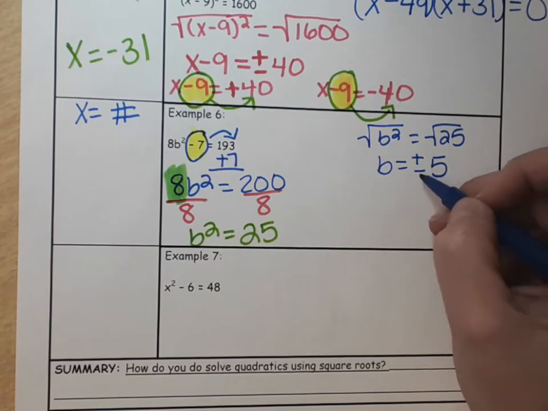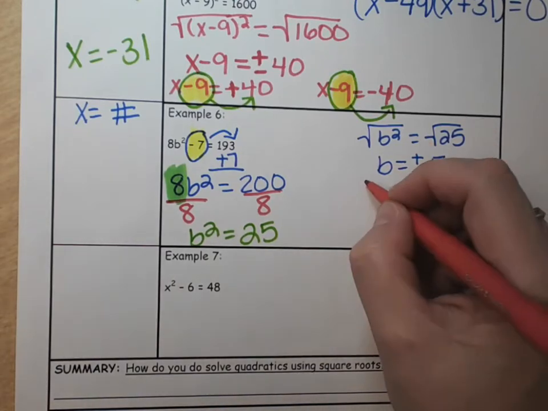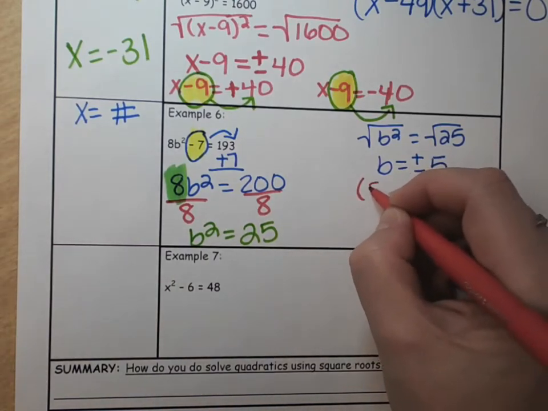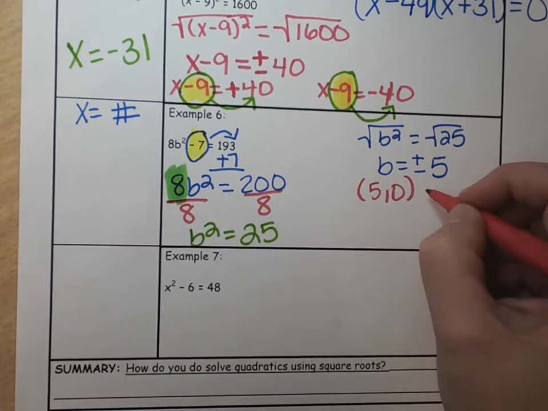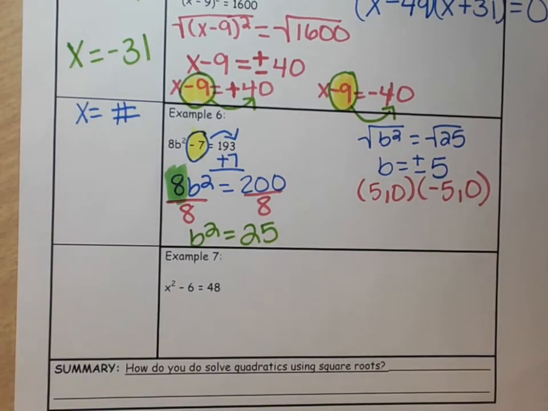Notice I'm writing it like this now. I'm not writing it separately when they're the same. Saves me a little writing. My ordered pair is 5, 0, because that's my positive 5. My other one is negative 5, 0.